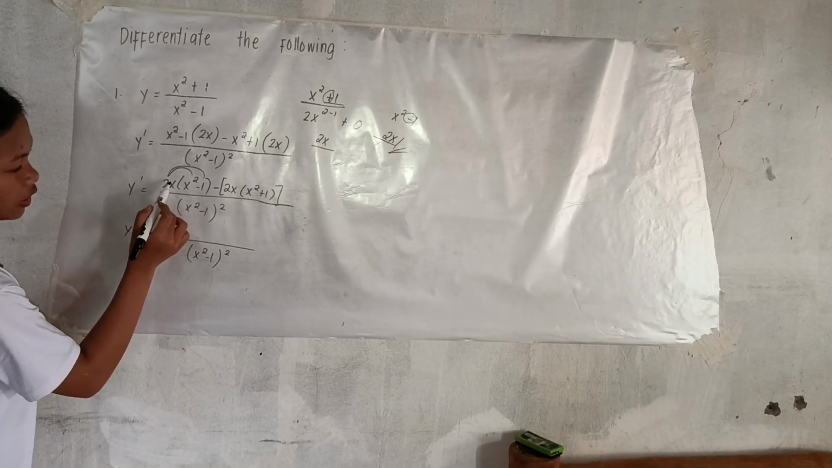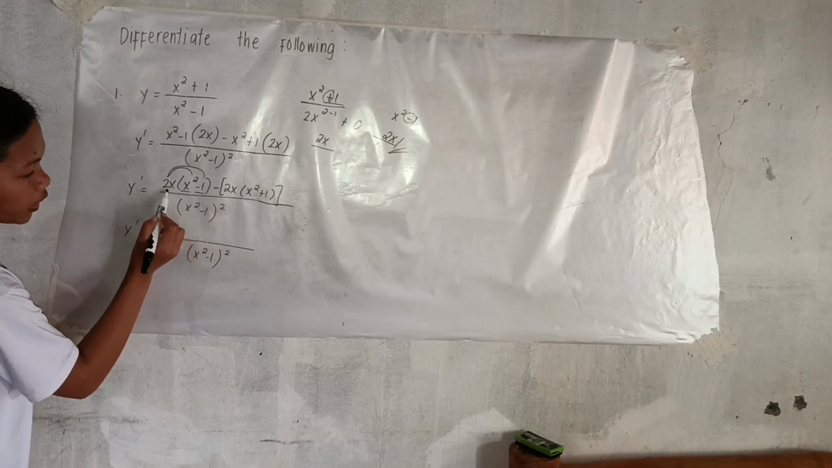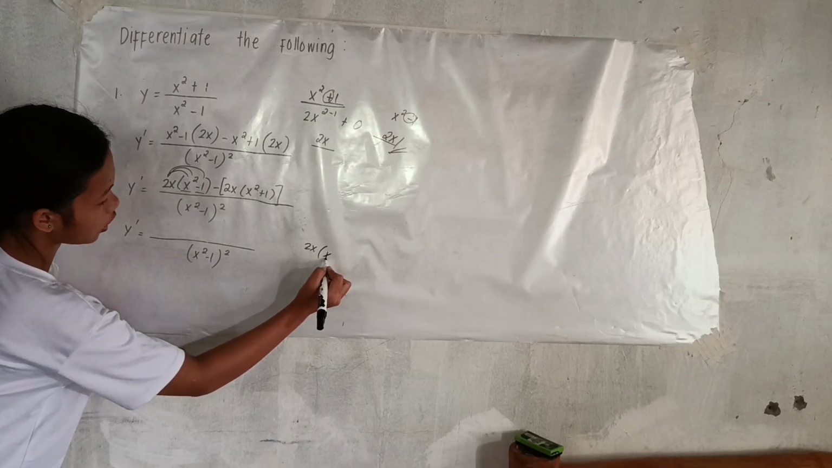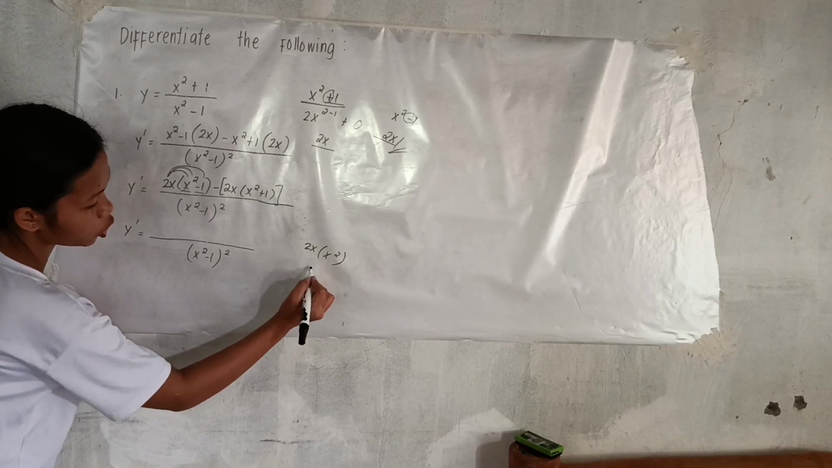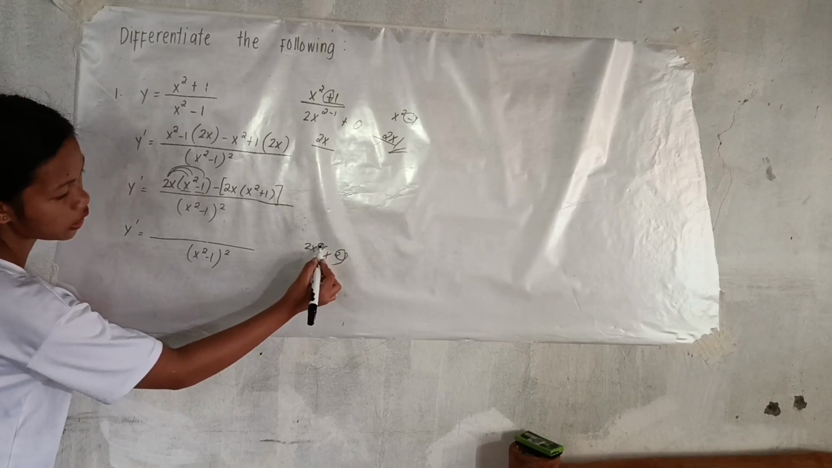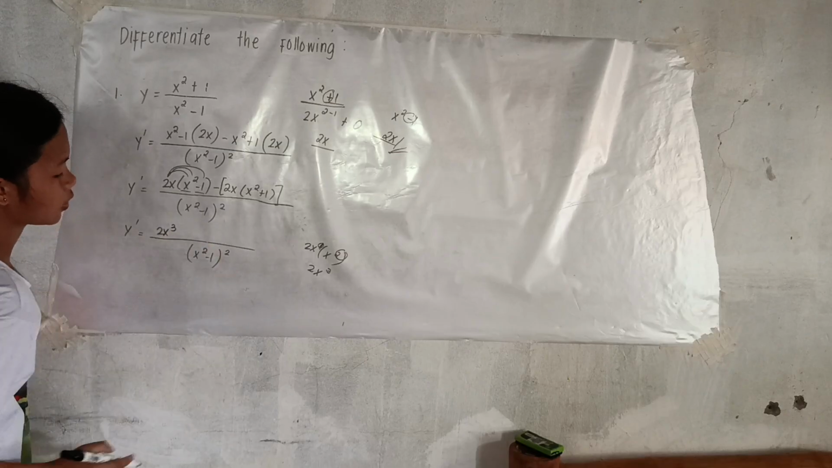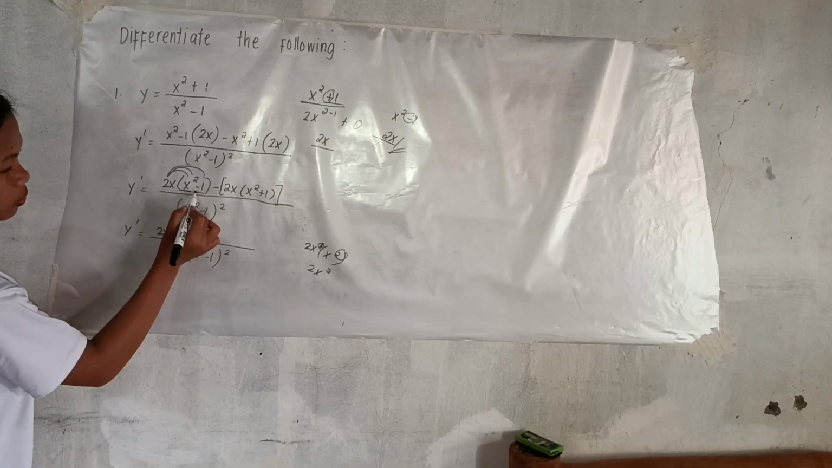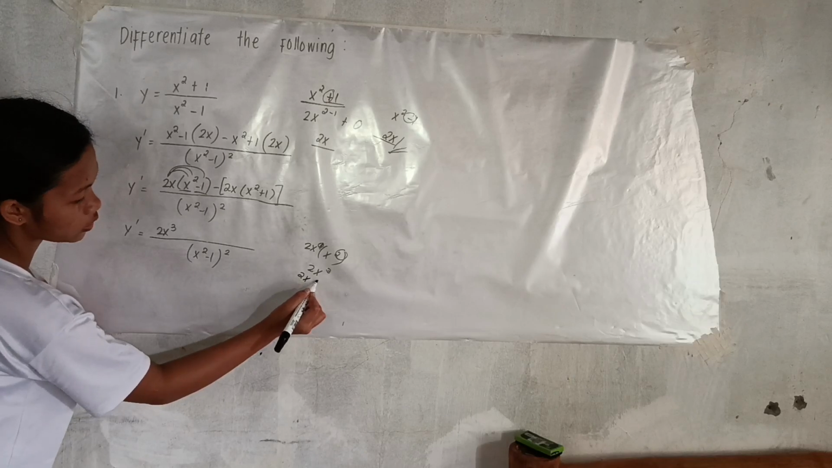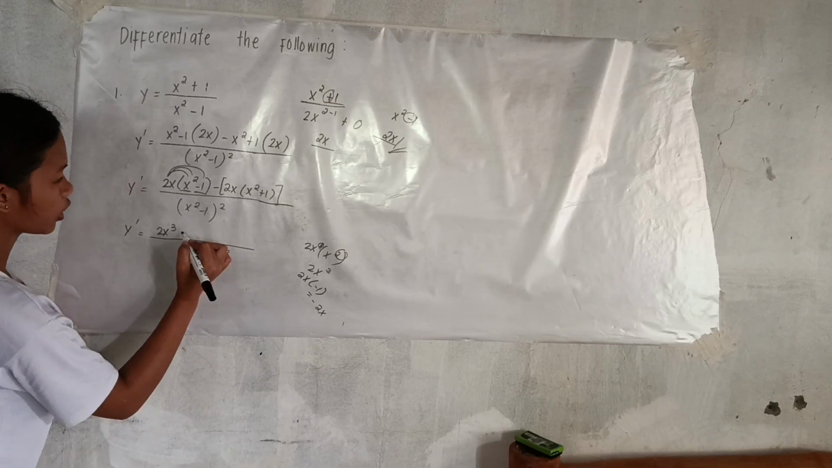And kani, i-multiply na nato siya, i-distribute sa kada term. So, 2x times x squared. 2x times x squared, mahimo siyang 2x cubed. Gi-add ra ang exponent, which is kani 1 man siya, so nahimong 3. So, 2x cubed. Okay, humana ta sa first term, ari na ta sa second term. So, 2x times negative 1, mahimong negative 2x. So, negative 2x.